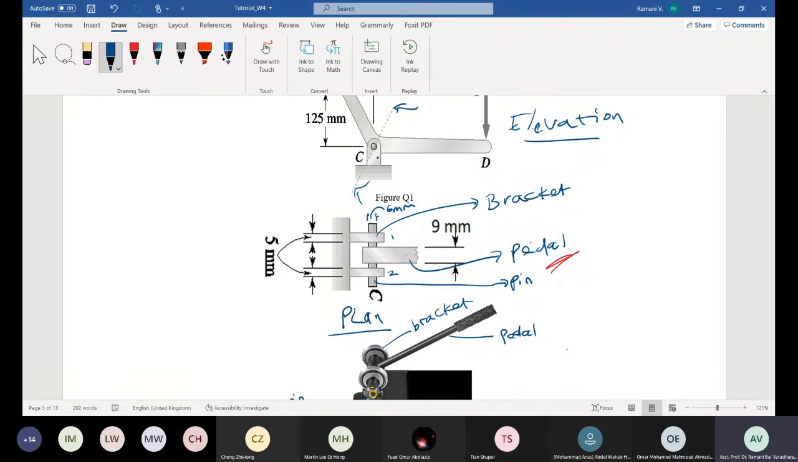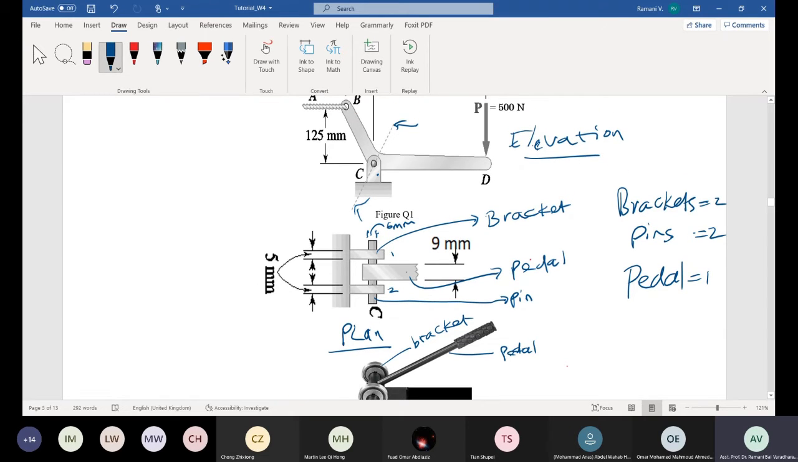Then what about brackets? Please answer, anyone. How many brackets are there? We have 2 brackets. Very good. I repeat, better I write down, otherwise you keep confusing yourself. Brackets are 2. Pins are 2 for this arrangement. Pedal is 1. Now you are asked to calculate what is the shearing stress in the pin, right?